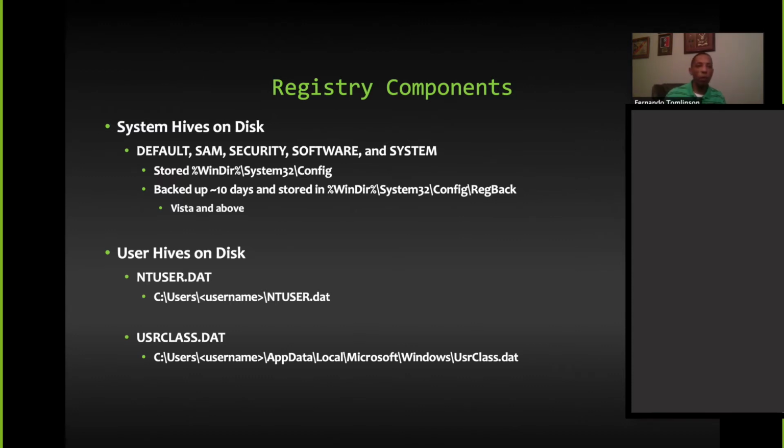We also have user hives that are on the disk, right? So these system hives are at a system level. No matter who logs in, this is directed towards the system at large. Then we have user-specific hives, and these are ntuser.dat and usrclass.dat. And ntuser.dat, we see where that's located. Conveniently, it's located in everybody's user profile, and it's called ntuser.dat.